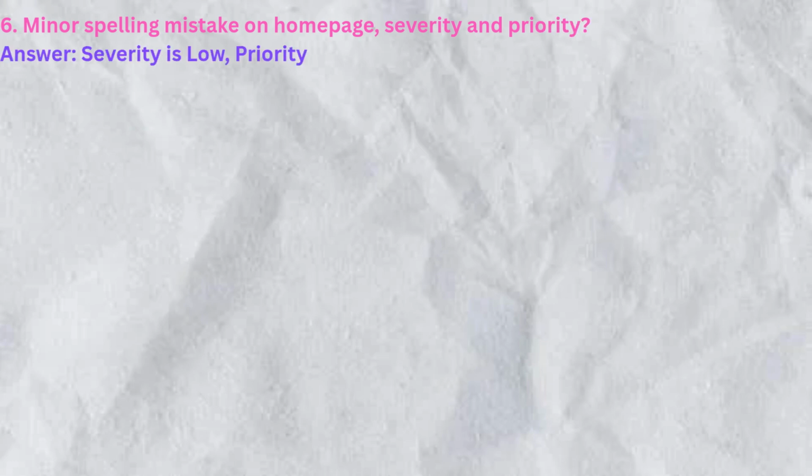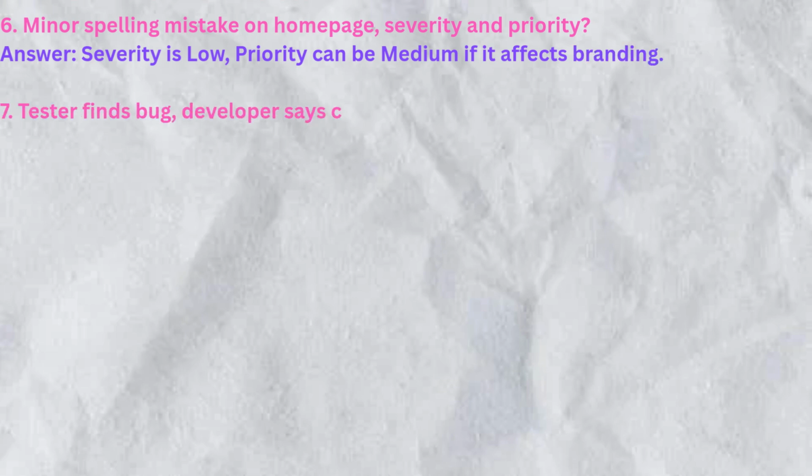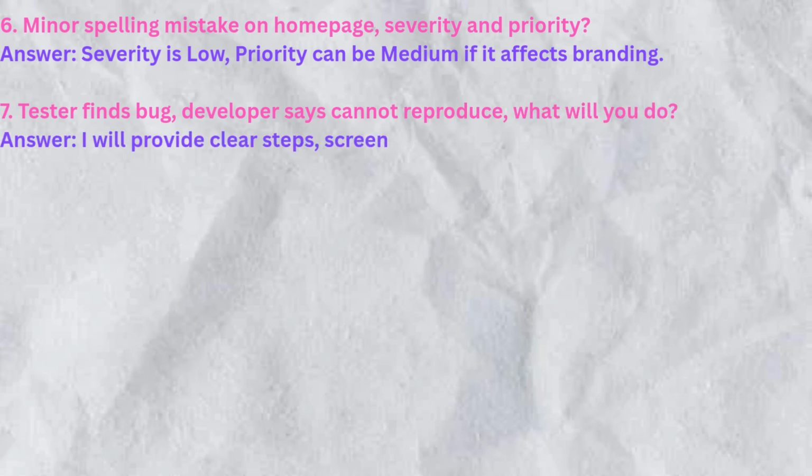Question 6. Minor spelling mistake on homepage, severity and priority? Answer. Severity is low, priority can be medium if it affects branding. Question 7. Tester finds bug, developer says cannot reproduce. What will you do? Answer. I will provide clear steps, screenshots, logs, environment details and try again.